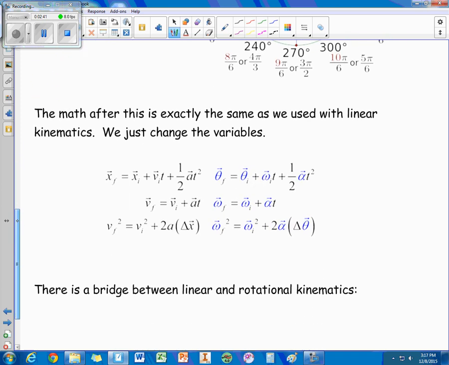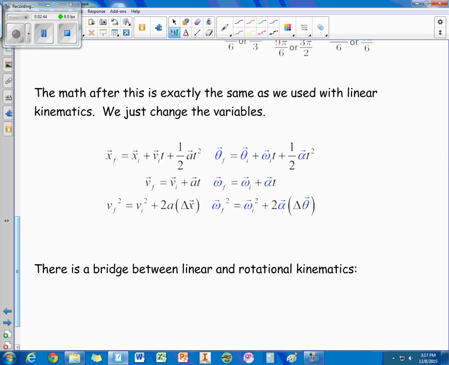The math is exactly the same as it was with the linear kinematics. What happens is that the x becomes theta, the v becomes omega, lowercase omega, and the a becomes alpha. But everything else is the same. We have something spinning at a constant rate. If omega is constant, that means it's spinning, but it's not speeding up or slowing down, then alpha will equal 0. So everything else is exactly the same.